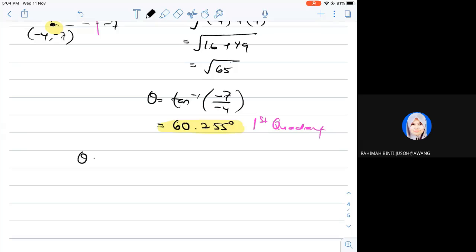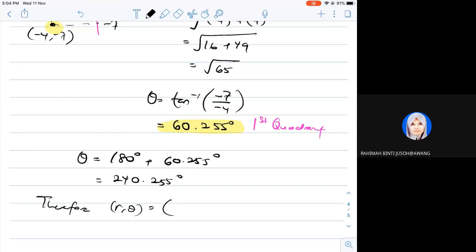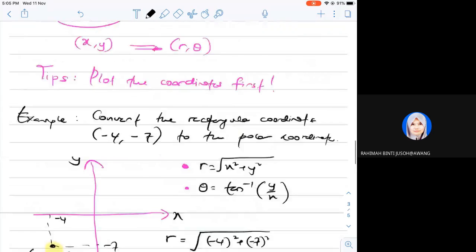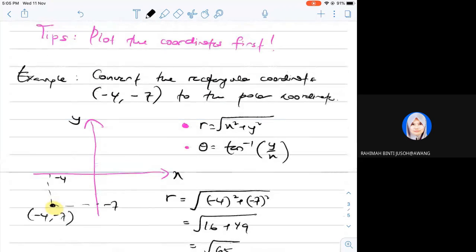So theta is equal to 180 degrees plus 60.255 degrees. So the answer is 240.255 degrees. Therefore, our r is equivalent to square root of 65, and the angle theta is 240.255 degrees. That's it. So for this case, it's better for you to plot the coordinate first.